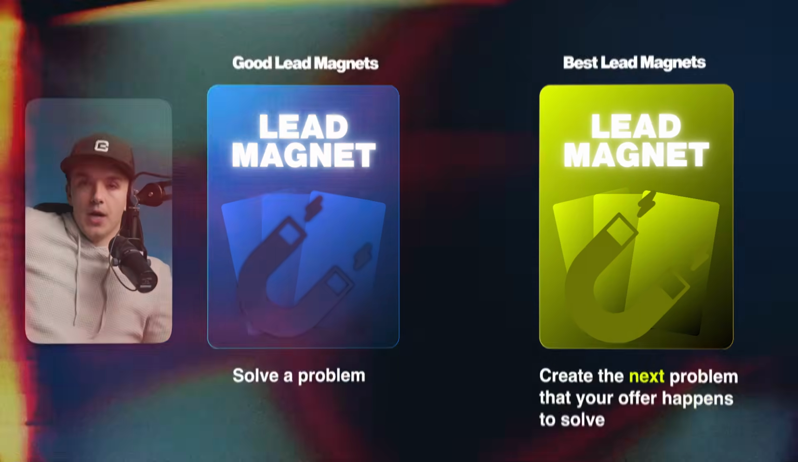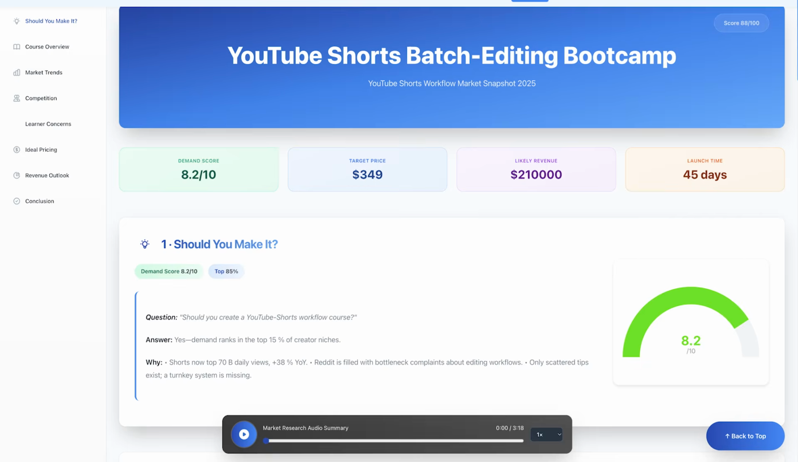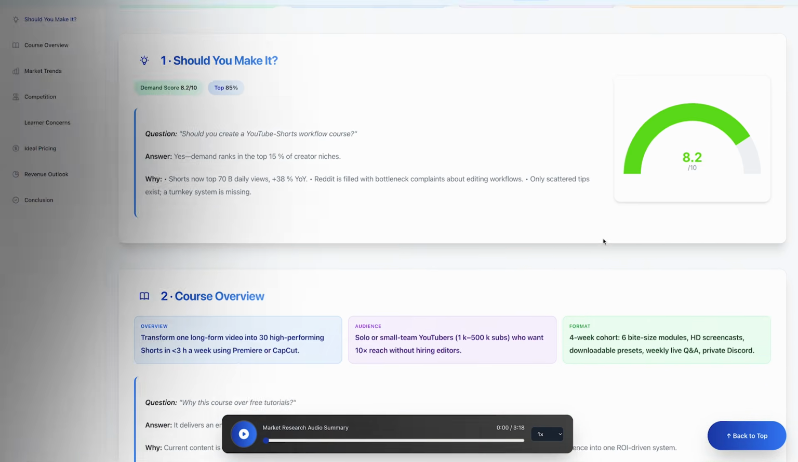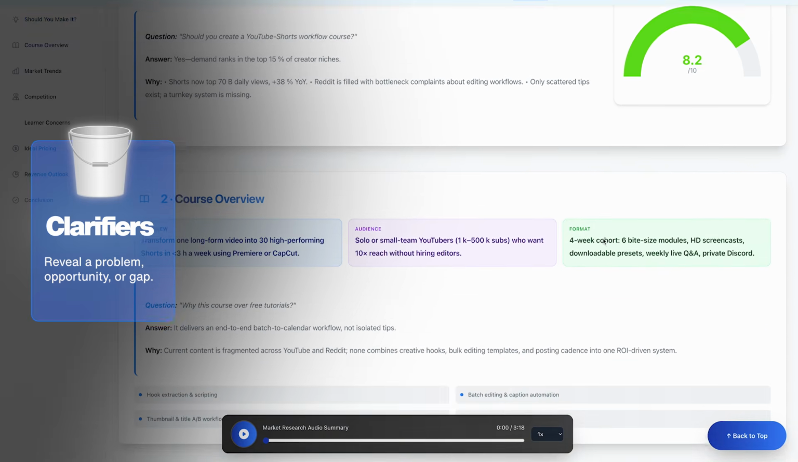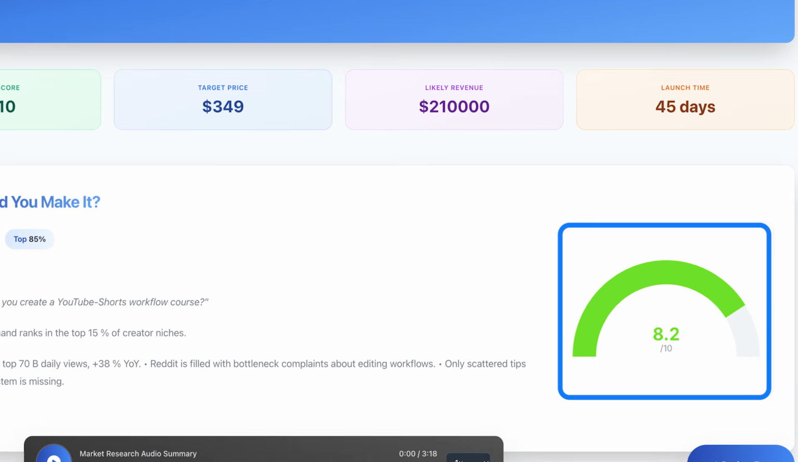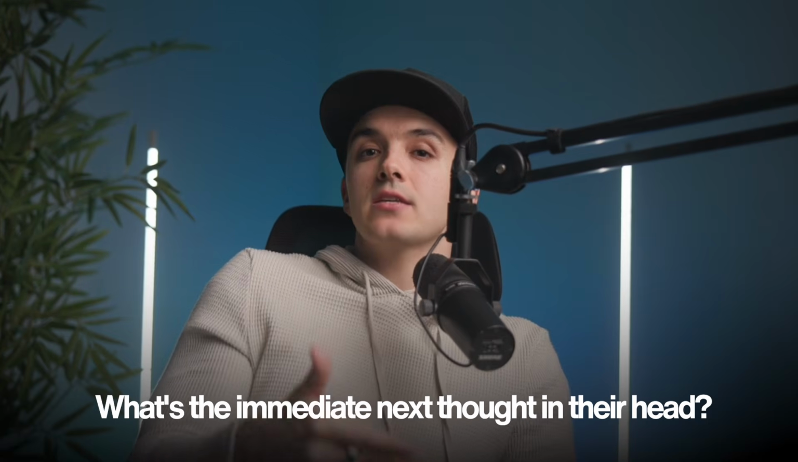Let me show you what I mean here, okay? So one of my best performing lead magnets is a market research report. You enter in your course idea and we grade its viability. I tell you if it's actually worth pursuing in the first place. That's a clarifier lead magnet, okay? It reveals an opportunity, and if the report comes back and says, hey, your idea scored an 8 out of 10, there's real demand here, and you should build this, what's the immediate next thought in their head?